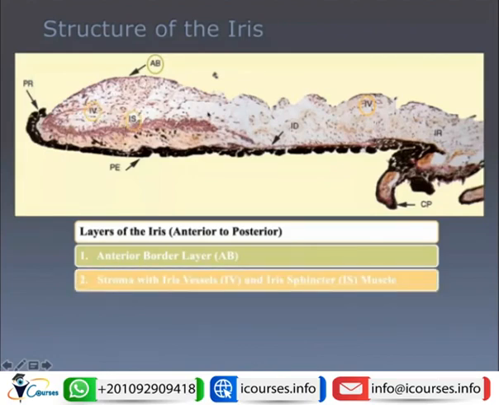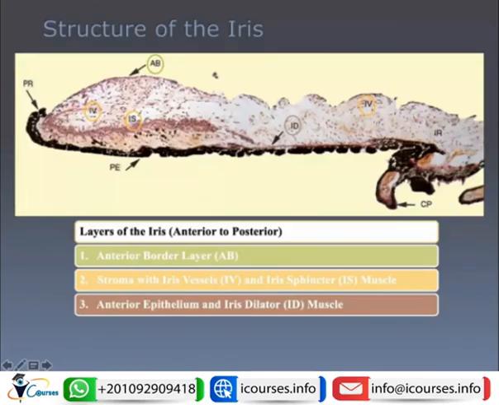Here is the stroma of the iris, containing the iris sphincter muscle, which is a muscle present near the pupillary margin to constrict the pupil. This is followed by the anterior epithelial layer, and the anterior epithelial layer is continuous with the dilator pupillae muscle. The dilator pupillae muscle is present near the ciliary margin, and it is made of myoepithelial cells.